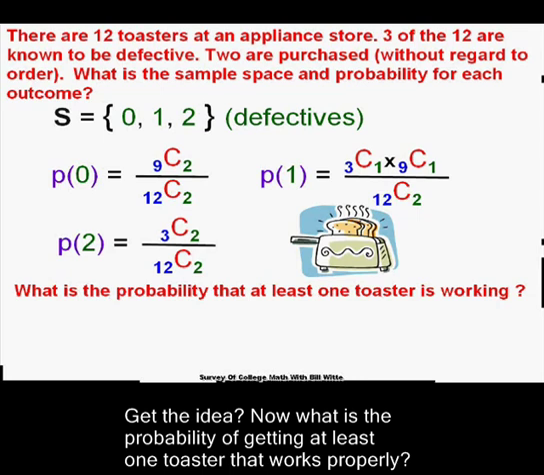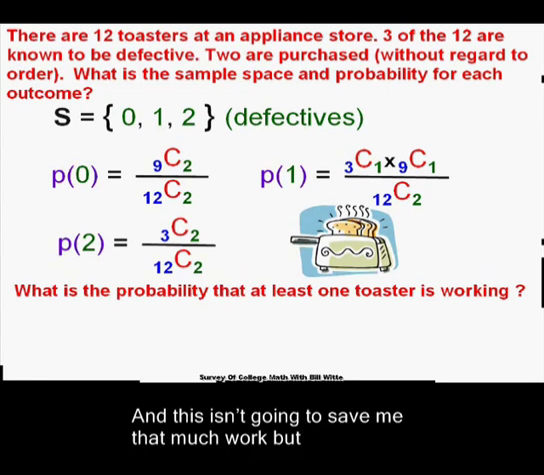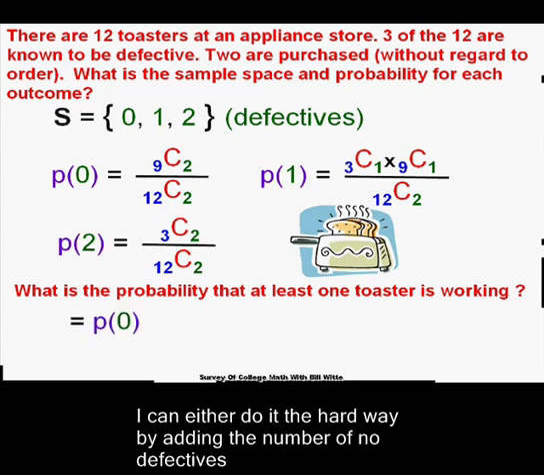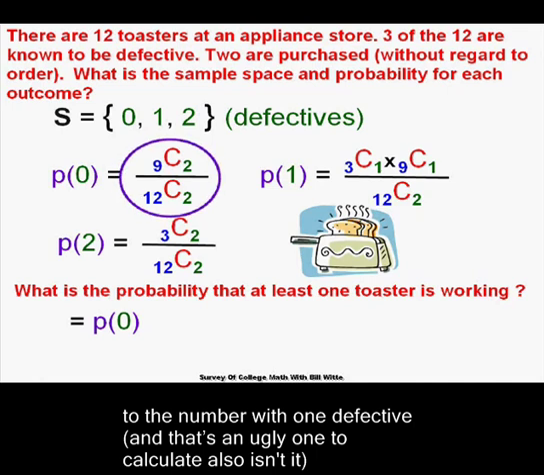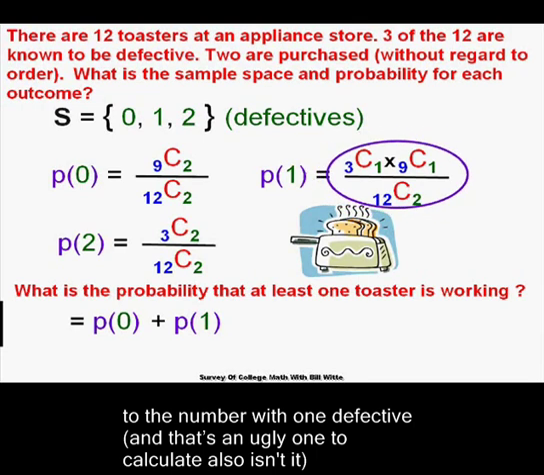There's something I have to ask you. Once again, let's start with a little bit more difficult problem. What is the probability of at least 1 toaster working? Now this isn't going to save me that much work, but I can do it either the hard way by adding the number of no defectives to the number with 1 defective. That's an ugly one too, isn't it?